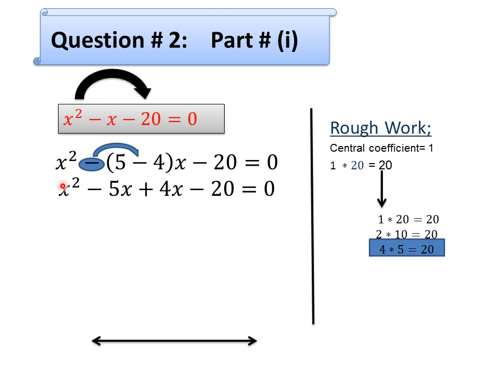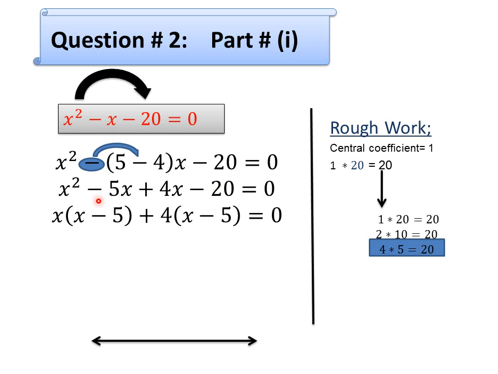Here you can see x squared is the same, minus x multiplying with 5 becomes minus 5x, and minus into minus would be plus, so 4 into x would be 4x. Minus 20 equal to 0 remains the same. Whenever four terms are involved in the equation, we take common from two terms. So x squared minus 5x and 4x minus 20 will be treated separately.